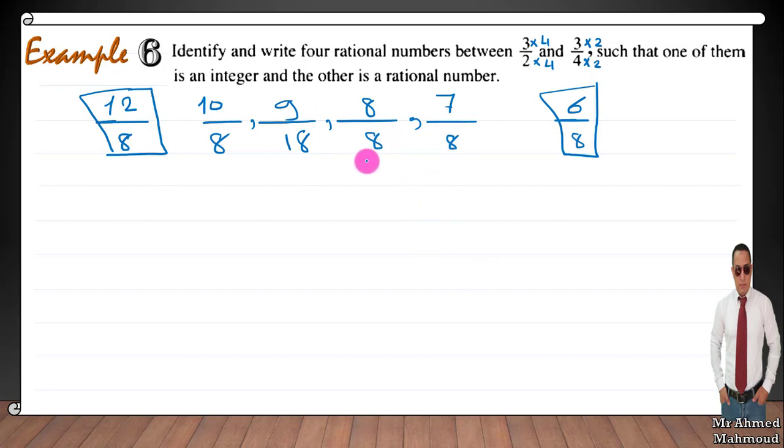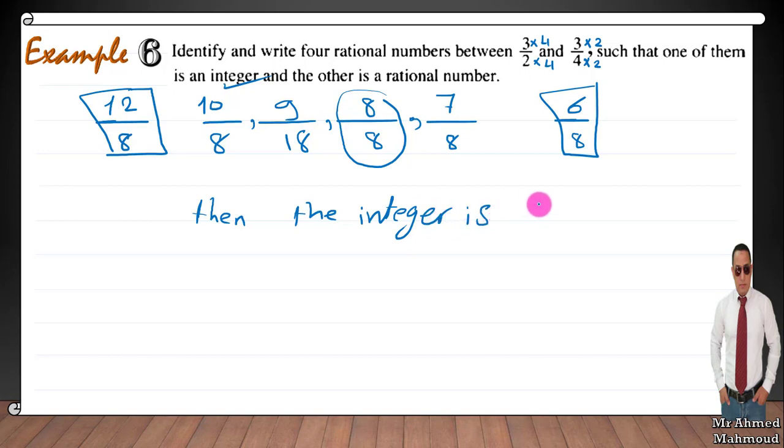Okay, now he needs an integer between the numbers. This is the integer, the integer is 8 over 8, which is equal to 1.